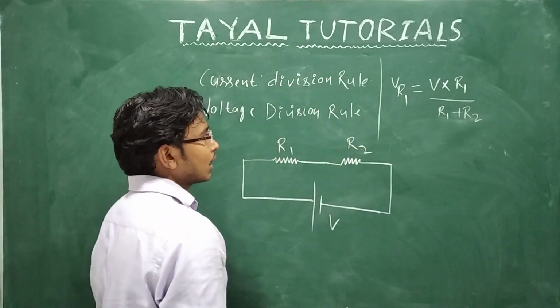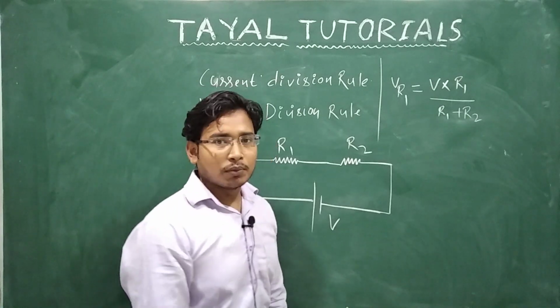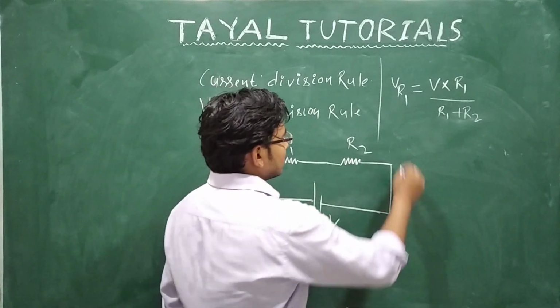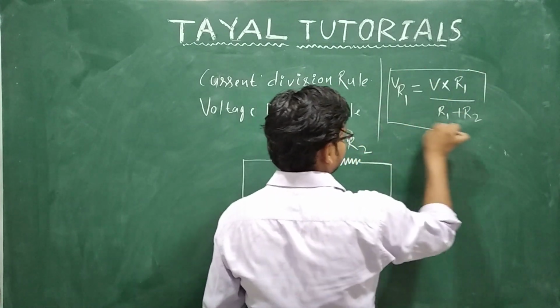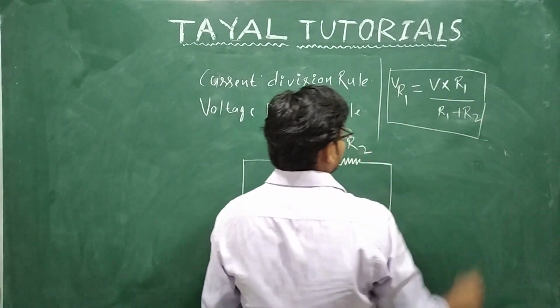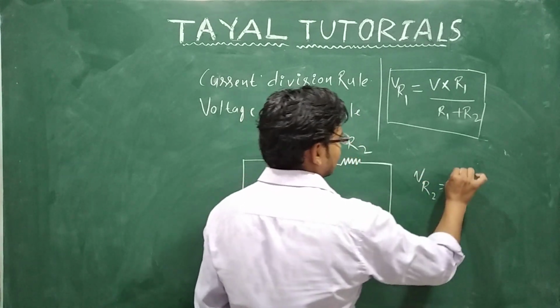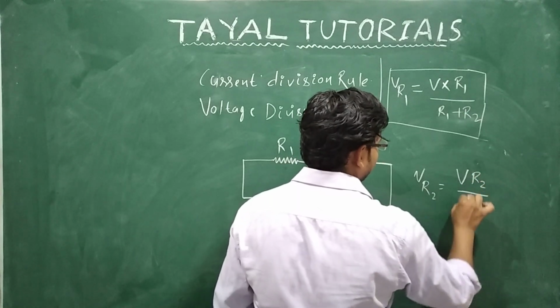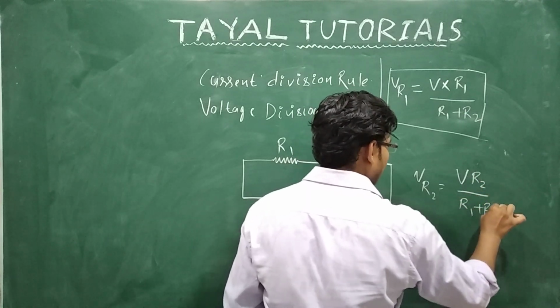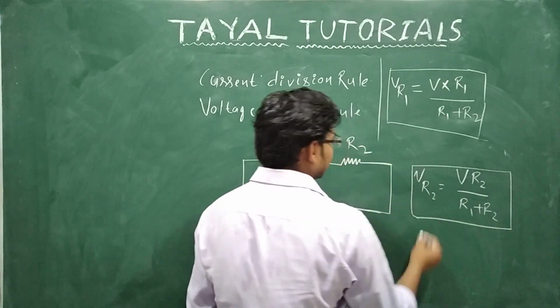Voltage across R1 is equal to V into R1 divided by R1 plus R2. Now, voltage across R2 is equal to the complete voltage V into R2 divided by R1 plus R2. This is the voltage across R2.